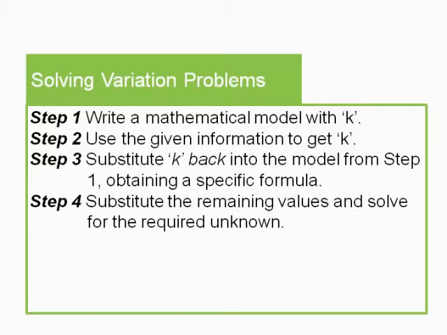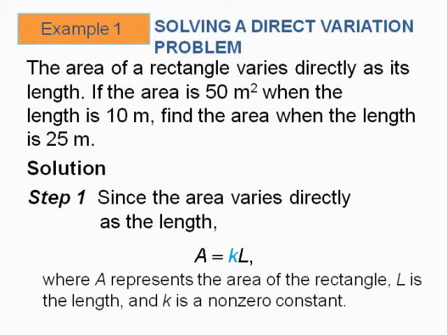Now, whenever you solve variation problems, I want you to use these 4 steps. Always, step 1, write a mathematical model involving k, using, if it says directly, inversely, so forth and so on. Step 2, use the given information to get k, and they'll give you enough to set up this model. Step 3, substitute k back into the model from step 1, and you'll get a new formula involving that constant number. And then step 4, substitute remaining values and solve the problem.